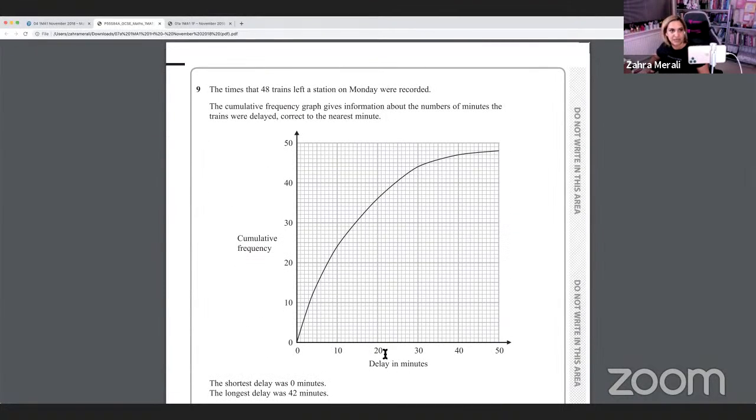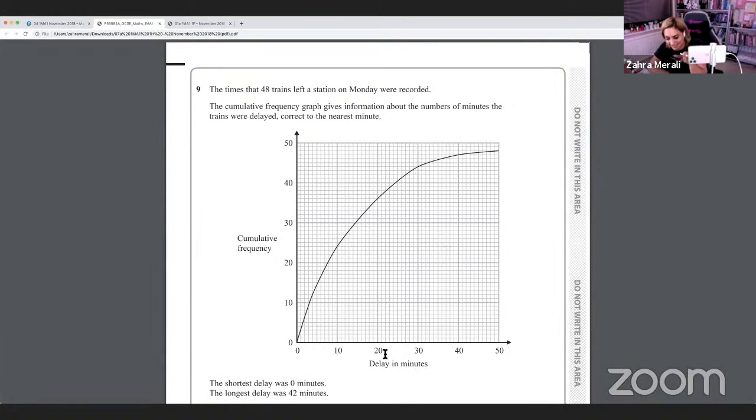So the times that 48 trains left a station on Monday were recorded. The cumulative frequency graph gives information about the number of minutes. The shortest is 0, the highest is 42. And you're going to have to draw a box plot. Now, to draw a box plot, you need the smallest, you need the biggest, and then you need the median and the interquartile range. Now, your median is the middle number, right?